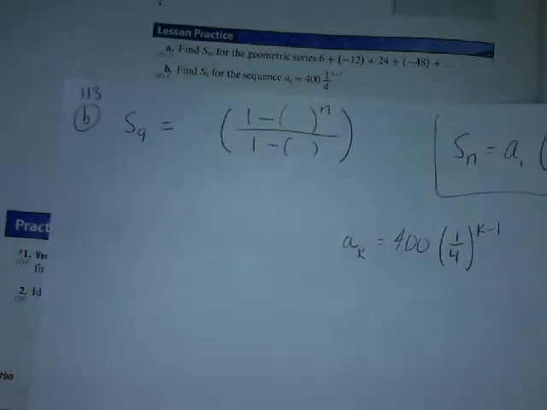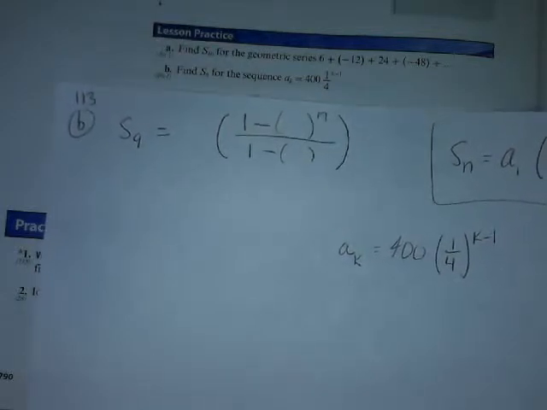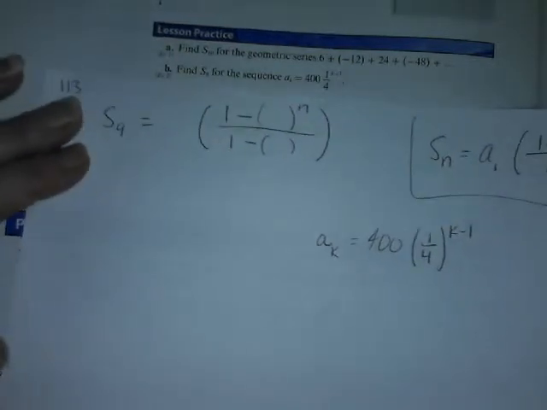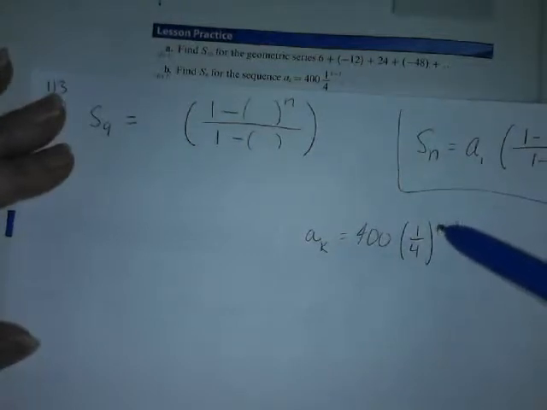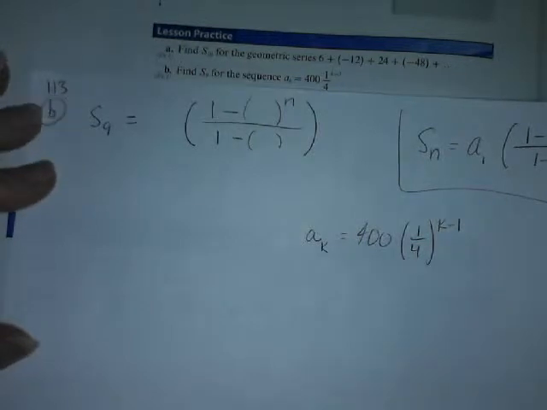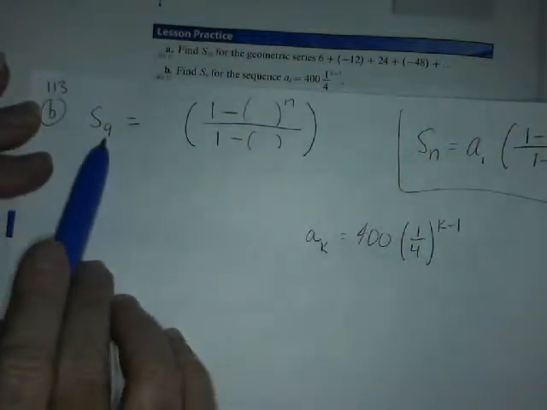I definitely know how to find the first term, because I can just put in 1 for k. You know what I mean? Because that would be the first term. If I wanted the second term, I'd put in 2. So now this isn't asking me for the 9th term. It's asking me for the sum of the first 9 terms.